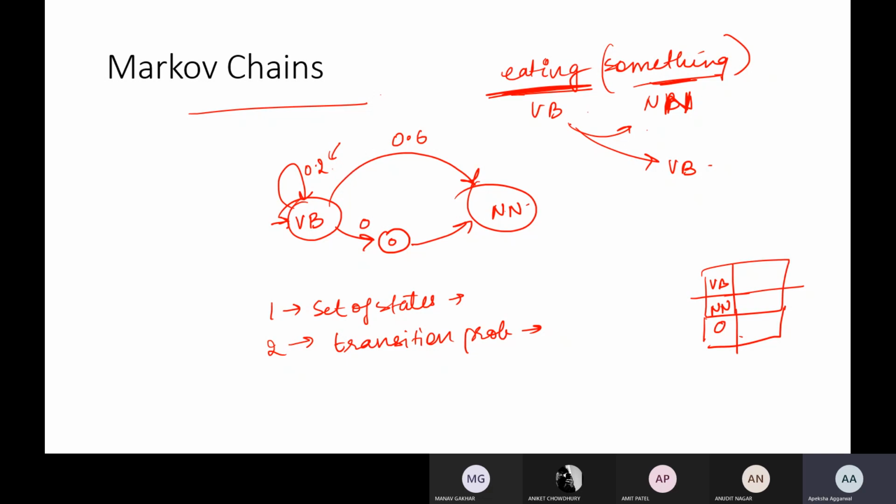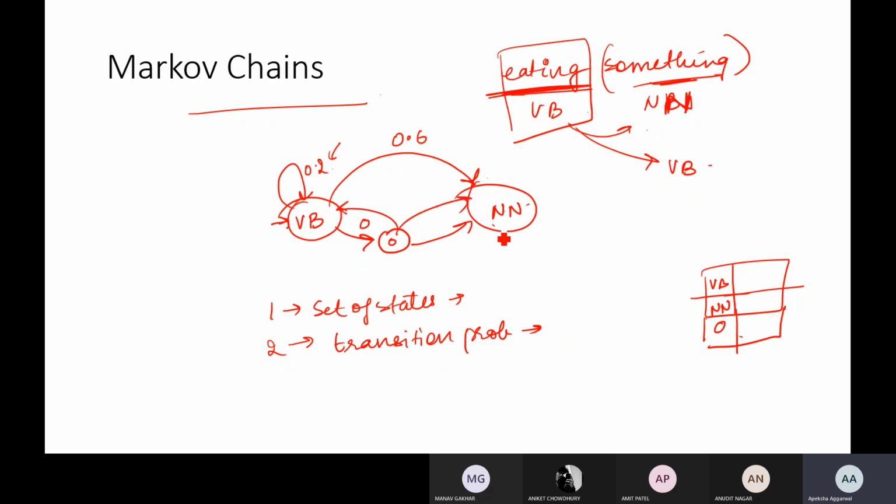That means right now I have a verb. So what are the chances that the next word is a noun? So it is 0.6. So what are the chances the next word is a verb? 0.2. What are the chances if a verb is appearing, the next word is some other word, maybe a determiner, adverb or anything else? So what are the chances of that? So maybe it may be zero or something like that. So in a transition graph, from each and every state, there is always a connection to all the states.